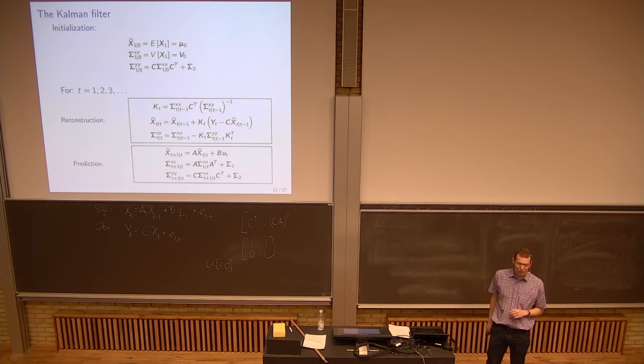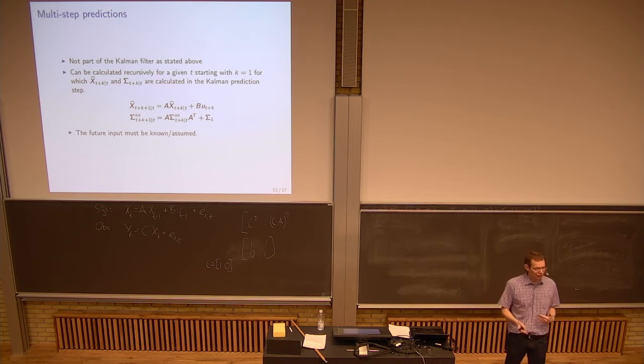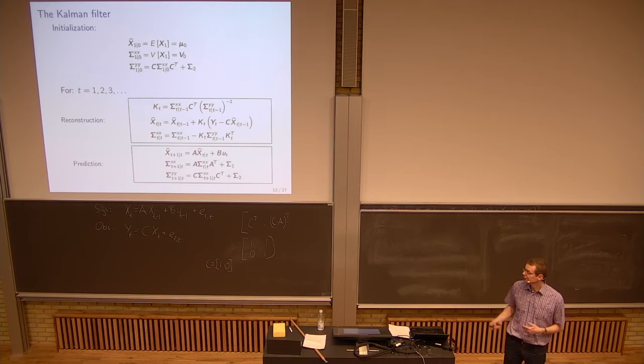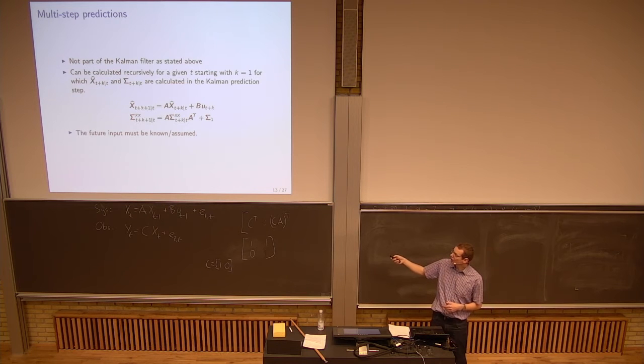What we will be doing is, whenever we have a new observation, we will make a reconstruction, and then we can make a new prediction. Now, what happens if you do not get any observations? Say you want to predict out in the future. Basically, what you do is that you just keep running the prediction step. With no new information, you just make the prediction of the state and the covariance of the state.